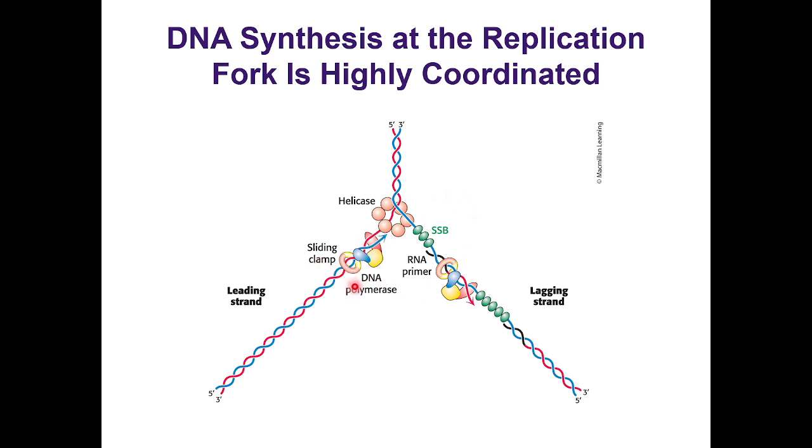And so this is your sliding clamp right here. This is your DNA polymerase over here. And so the sliding clamp's going to slide along. You can think of it as the second zipper, okay? So it's also making sure these are joined, by the way. If they weren't joined, the sliding clamp wouldn't be able to go along.